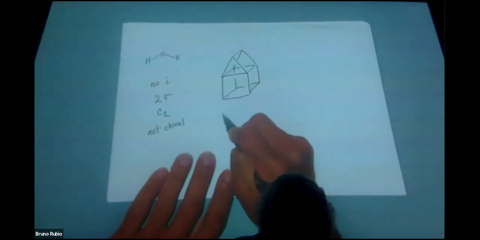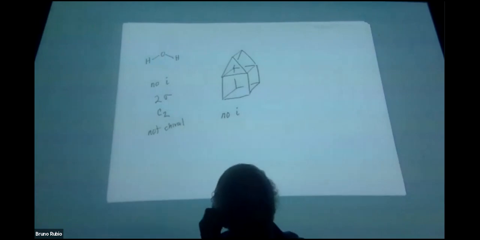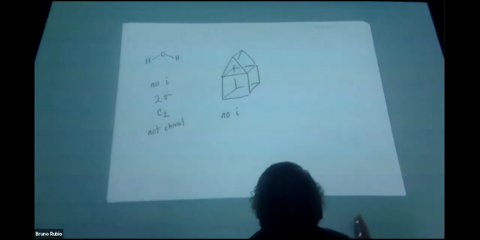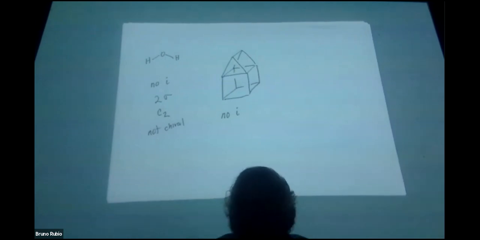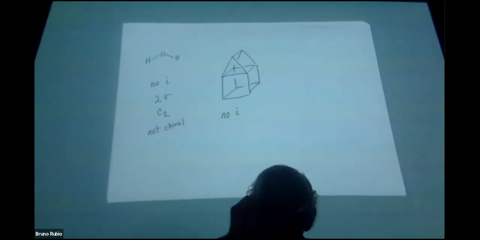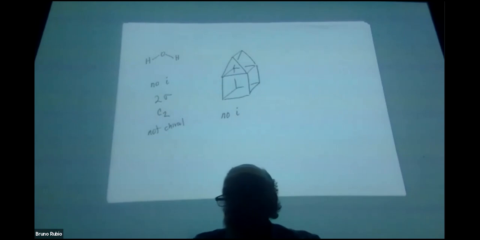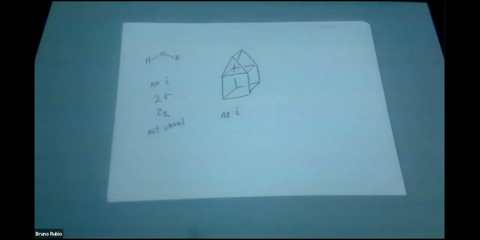So does housane have a center of symmetry? No, no center of symmetry. Okay, and now let's look at the planes of symmetry. And again, when it comes to planes of symmetry, a molecule can have multiple planes of symmetry. So tell me in the chat how many planes of symmetry, if any. How many planes of symmetry does housane have, if any? The correct answer may be 0.